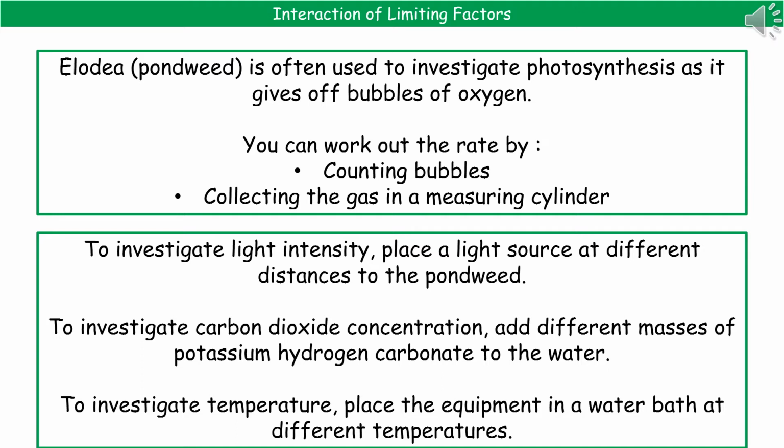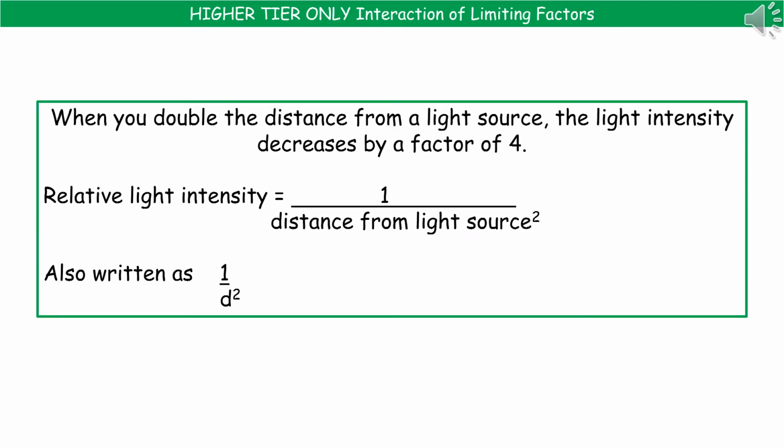And if we wanted to investigate the temperature, we'd place the equipment in a water bath at different temperatures. Higher tier only bit now, folks, so if you're doing the foundation tier, just switch your brain off for a second. When we're looking at a higher tier interaction of limiting factors, we need to know the inverse square law, which is that when you double the distance from a light source, the light intensity decreases by a factor of 4. So we can write that as 1 over d squared.